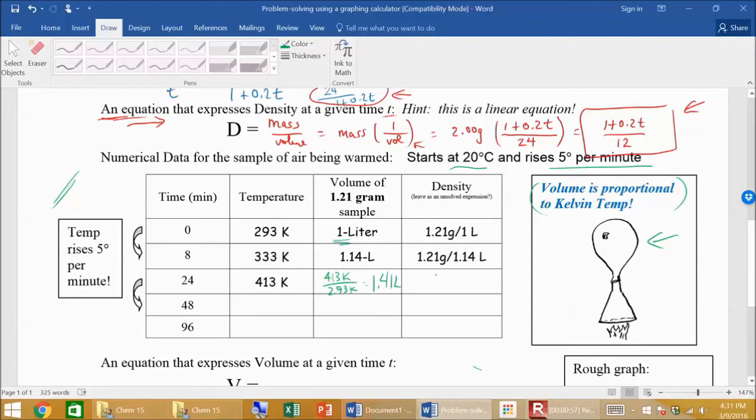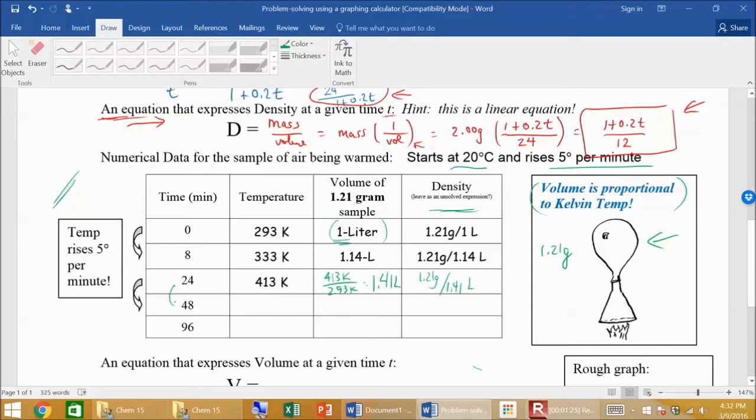And the density is simply take the mass of gas, which is constant. 1.21 grams of gas is in my original 1 liter sample. So I'll now have 1.21 grams over 1.41 liters. And it says, leave this as an unsolved expression. You can calculate it. But for the purpose of this question, it'll be better if we just leave it as a function.